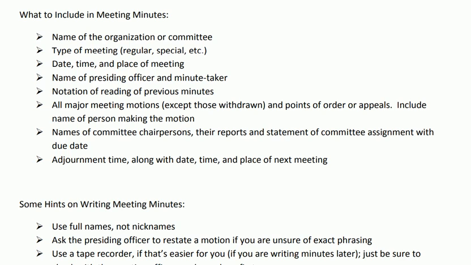Notation of reading of previous minutes. As I told you, it is very important to record the previous meeting minutes' highlights, so it would be better to carry on from where we left off.